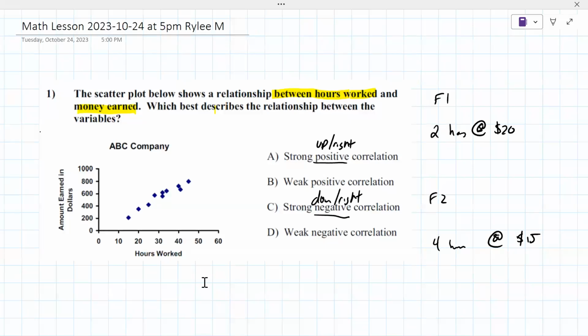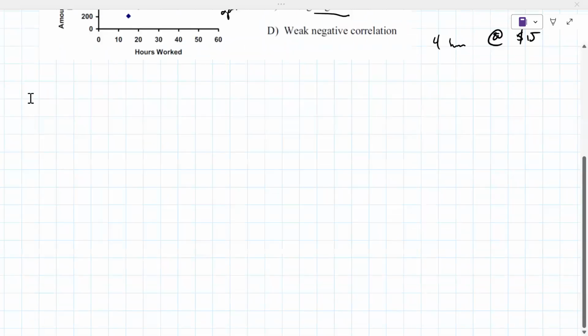It depends on where the dots are. Okay, so would you say that this is strong or weak? Strong. I would agree. It's strong because they're very close together. Weak would be if they were spread apart. Now, it's not so much the answer that matters here, it's the why. It's you being able to say, this is why.